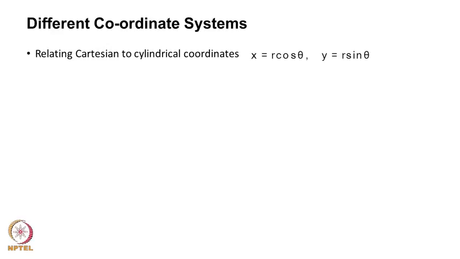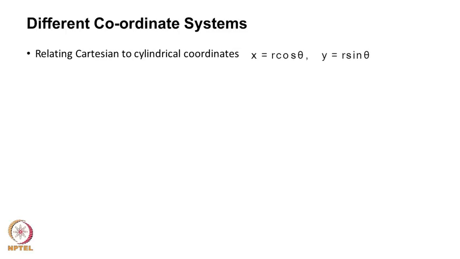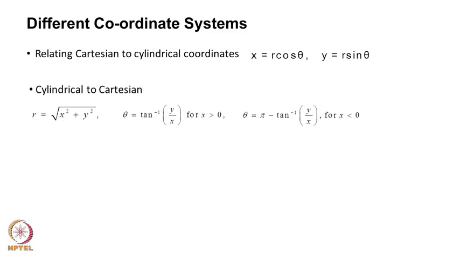So, for the basic quantities, for example, in the 2-dimensional Cartesian coordinate system, x and y are related to the r, theta coordinate system as x is equal to r cos theta and y is equal to r sin theta. In the cylindrical coordinate system, we have r equal to the square root of x squared plus y squared, and theta is related to tan inverse of y over x for x greater than 0, and a different relationship for x less than 0.